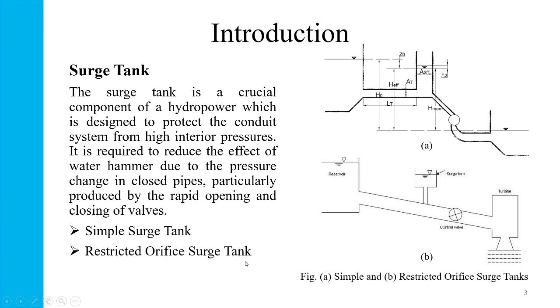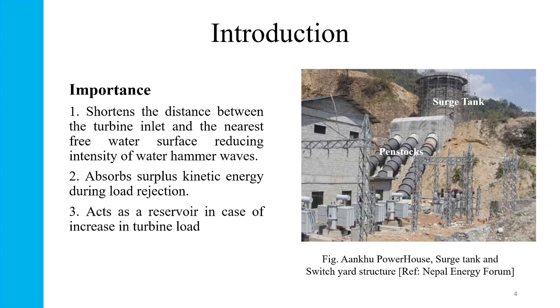Now the main function of surge tank is to shorten the distance between the turbine inlet where the valve is and the nearest free water surface. By this, it dampens the pressure fluctuations during rapid opening and closing of valves. When the valves are closed, the water level in the chamber rises, absorbing the surplus kinetic energy. But in case of opening of valves, the chamber acts as a reservoir which will provide sufficient water to pick up the new load safely and quickly. The picture alongside shows the surge tank and switch yard structure of Aankhu Khola hydropower in Dhading district.